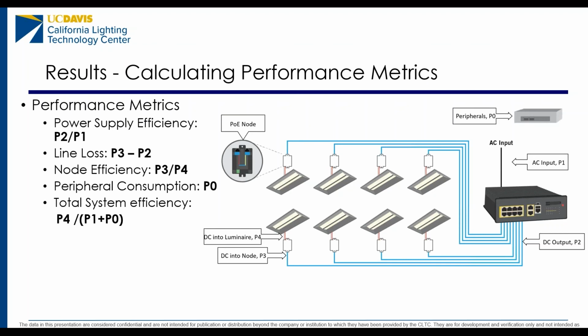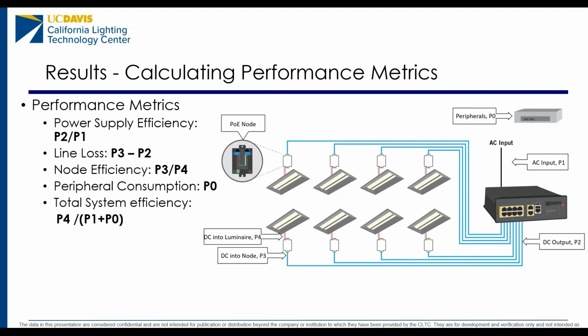And finally, we devised the following performance metrics to evaluate each system. You have power supply efficiency, which was defined as the total DC power out of the power supply divided by the AC input power to the power supply. Then there's line loss, which was defined as the difference between the DC power at the node and the DC power at the output of the power supply. And there's the node efficiency, which is defined as the DC power out of the node divided by the DC power into the node.